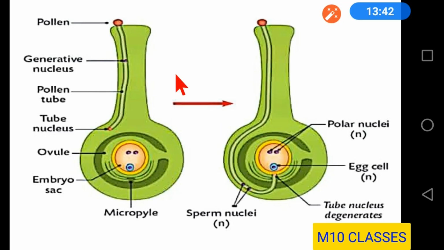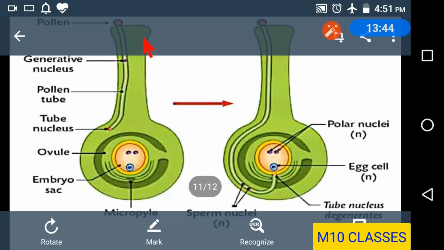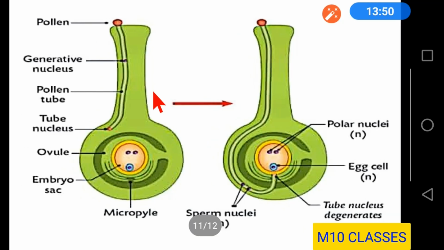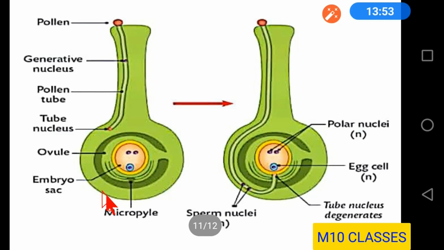Now see here students, this is a pollen grain which has fallen on the stigma. Now during fertilization, pollen tube is formed which gradually moves towards the micropyle, that means towards the ovule. Now see here, it has come and entered into the micropyle. Now this movement of the pollen tube towards the ovule is called chemotropism.